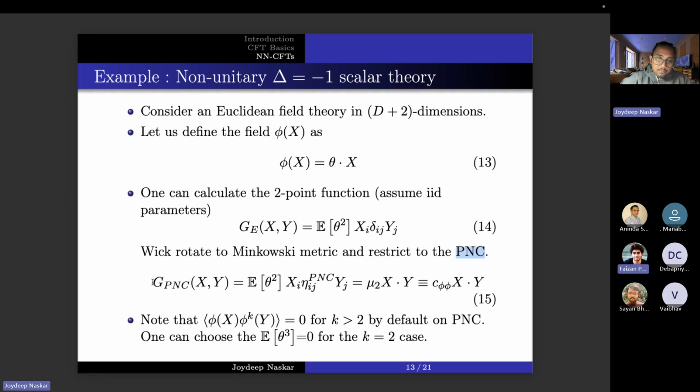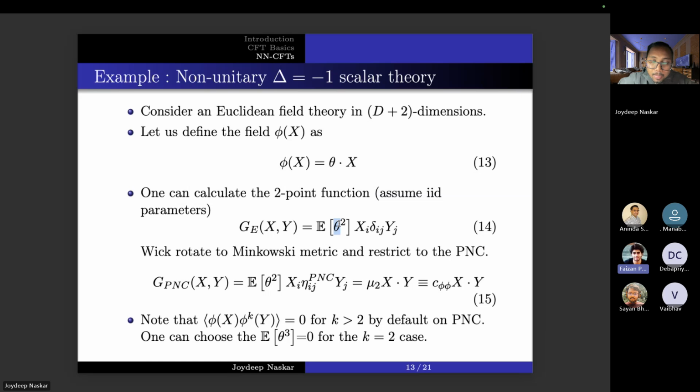So Sir, Joydeep, one more question. Can you explain again how you restrict to this projected null cone? Do you just take input values that are on the null cone for the theta?